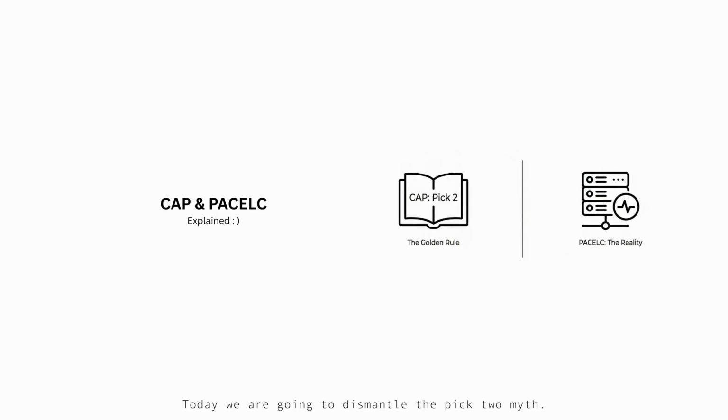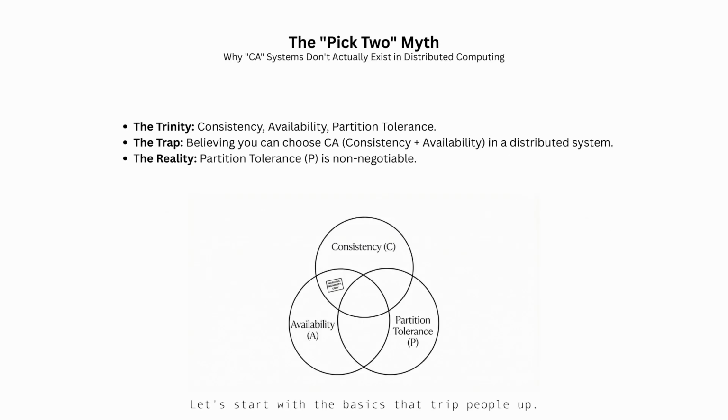Today we are going to dismantle the pick 2 myth. We are going deep into the PACELC theorem, the framework that actually runs modern tech stacks like DynamoDB, Cassandra, and TiDB. By the end of this video, you will understand the trade-offs that keep the internet running. Let's start with the basics that trip people up.